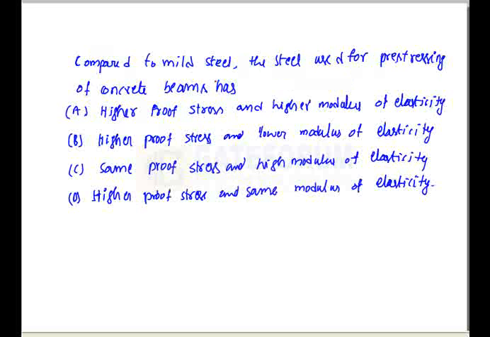The question is, compared to mild steel, the steel used for pre-stressing of concrete beams must have higher proof stress and same modulus of elasticity. The option which shows the correct answer is D, higher proof stress and same modulus of elasticity. So option D is correct.